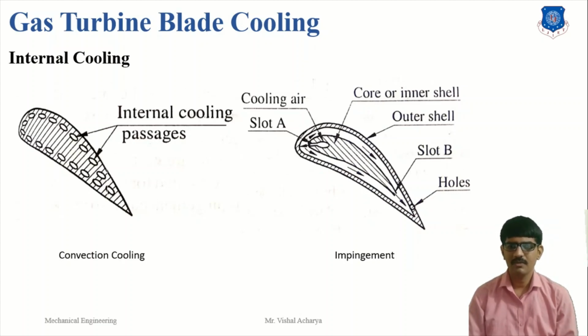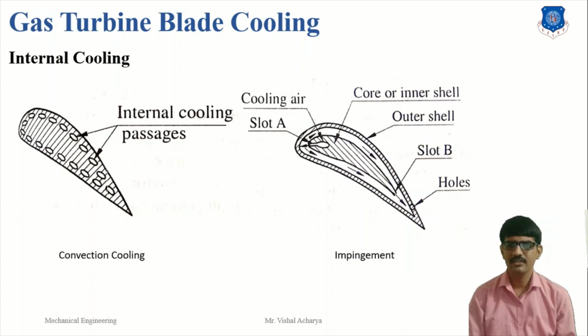In this method, relatively cold air from the compressor is bypassed and passed through hollow passages, like circular or elliptical, inside the turbine blade, as shown in the first figure. In internal cooling, the heat is removed by conduction and convection. Relatively hotter air escapes to the main flow from the blade tips after traversing the entire blade length in the cooling phase.